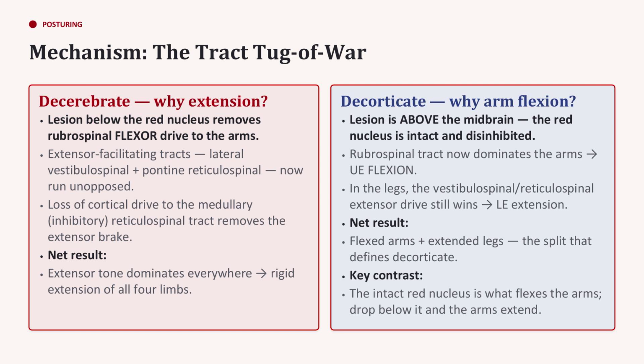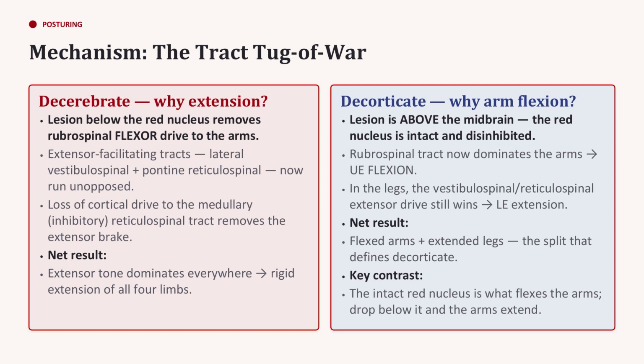In decorticate posturing, the lesion is higher, above the midbrain, so the red nucleus is intact, and freed from cortical control, it is actually disinhibited. Its rubrospinal output now dominates the arms, flexing them. But in the legs, the vestibulospinal and reticulospinal extensor drive still wins, so the legs extend. That is why decorticate posture splits the body, flexed arms, extended legs.